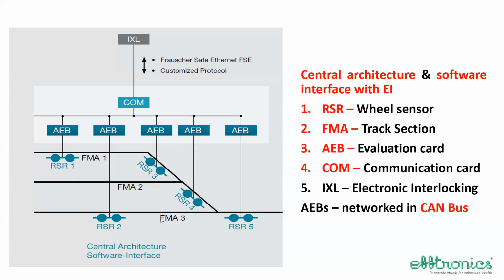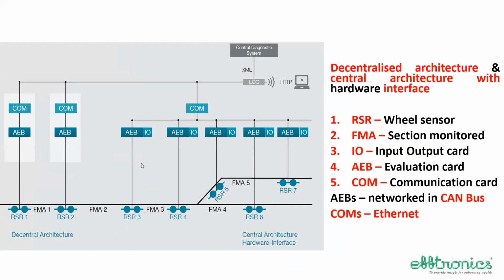Yeah, this diagram shows the 5 sensor units, and then 3 sections are shown. In fact, one more sensor is required for FMA2, it is not shown here. So there are 5 AEB cards, 1 COM card, and all are co-located in the same box. This is called central architecture. And there is a software interface because there are no IO boards here. You can see this is a decentralized architecture.